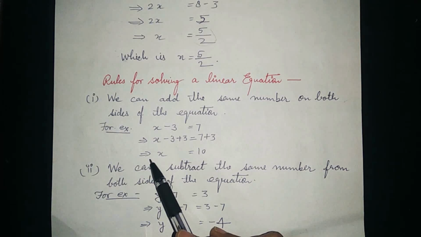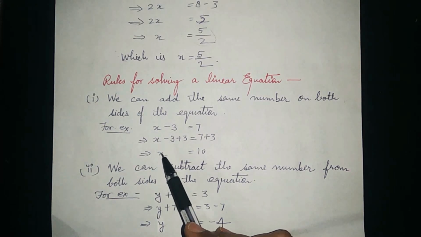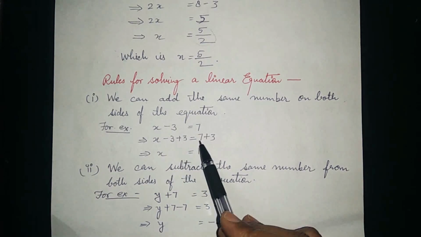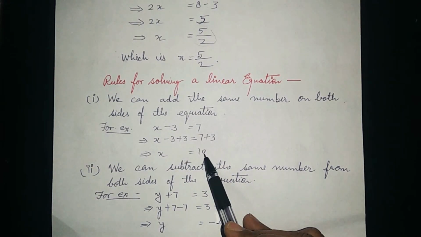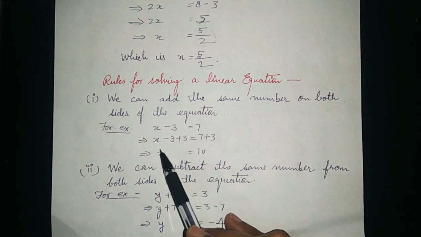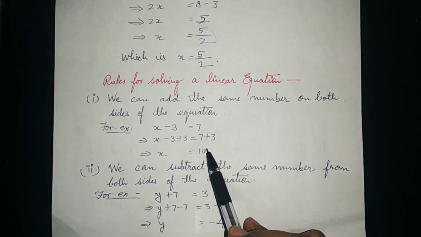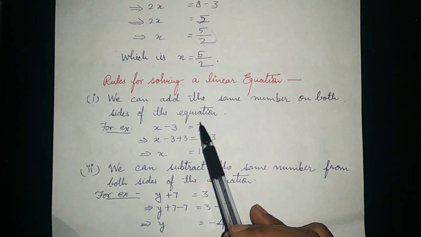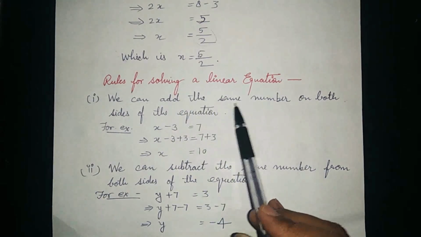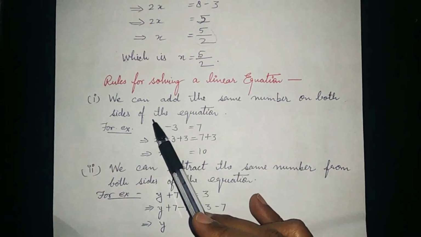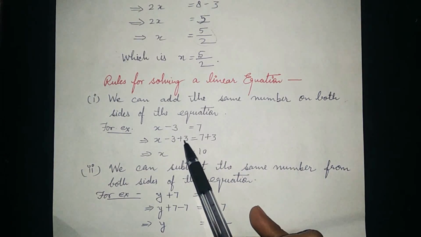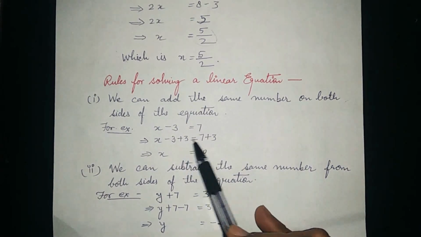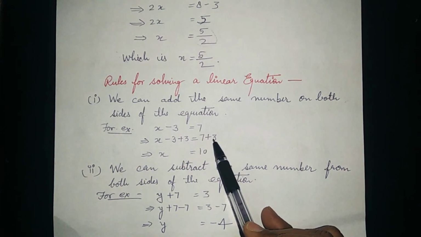So what happens here? x equals minus 3 plus 3, what? 0. Here no need to write. And 7 plus 3, 10. So x equals 10 is the required solution of this equation. So I think it is clear. We can add the same number on both the sides of the equation. Here you can see that I have added the same number 3 on both the sides.